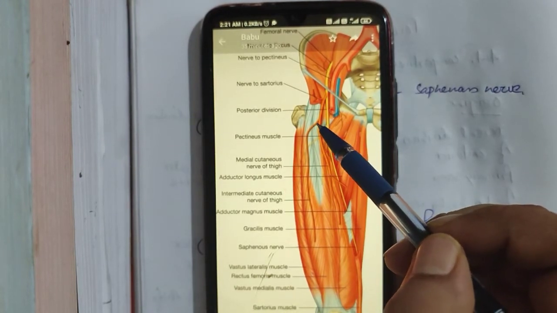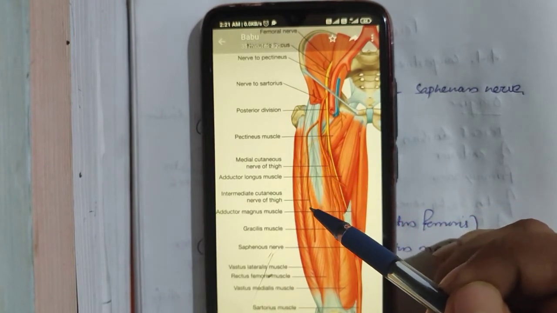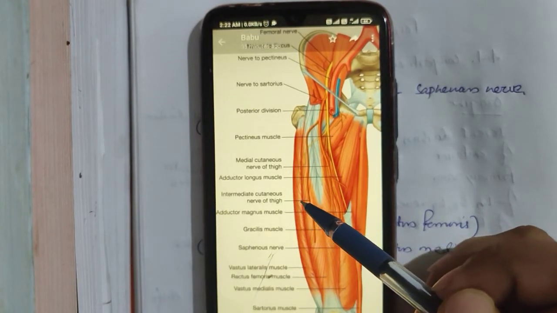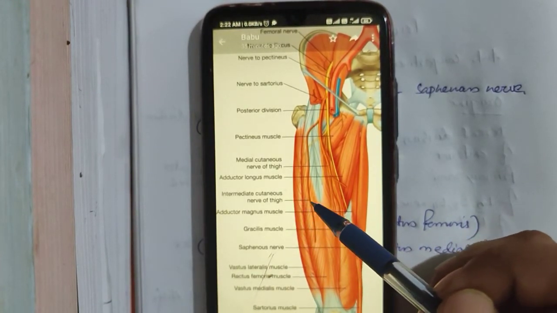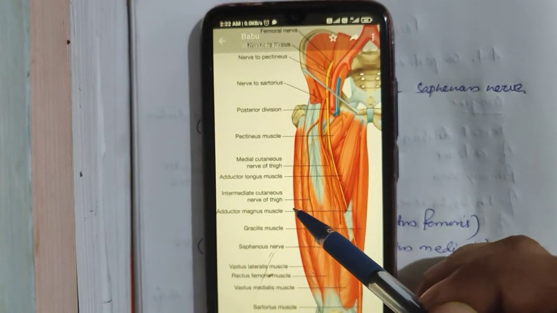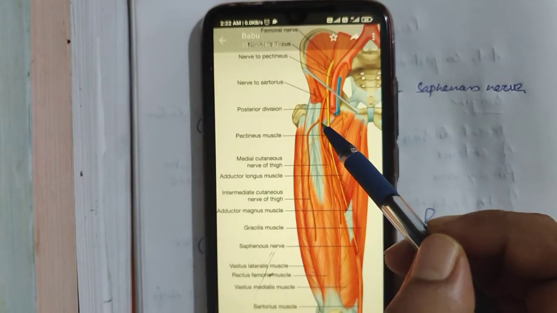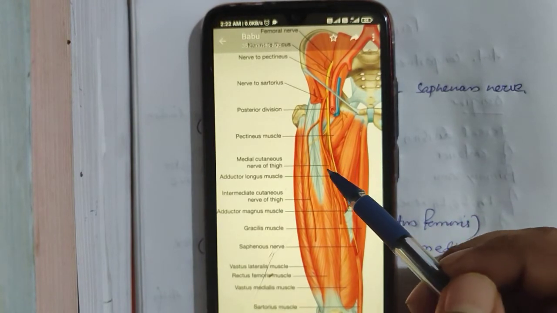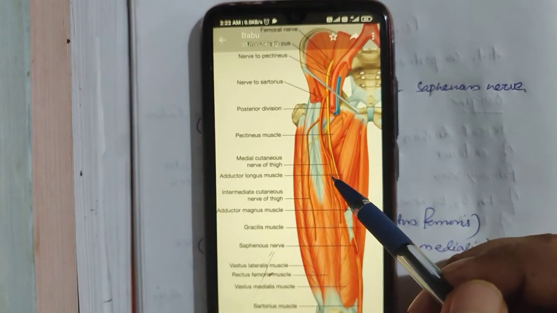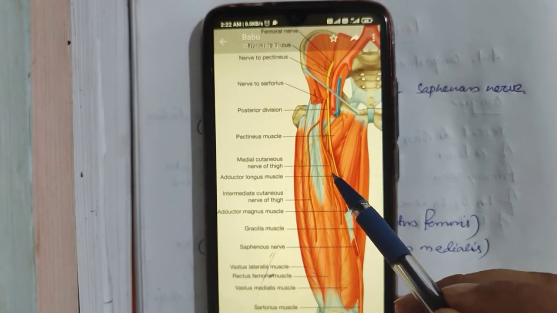Then there are 2 cutaneous branches. This one is the cutaneous branch called the intermediate cutaneous nerve of the thigh. This supplies the skin of the middle of the anterior part of the thigh. Then another cutaneous branch, called the medial cutaneous nerve of the thigh. That means this also supplies the skin of the anterior compartment of the medial side of the thigh.